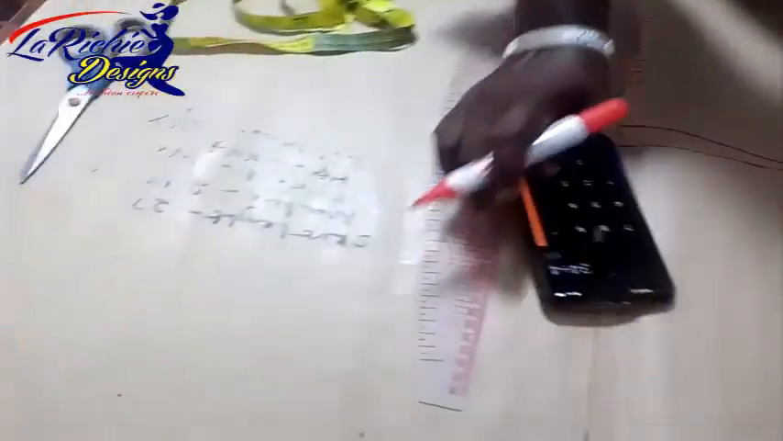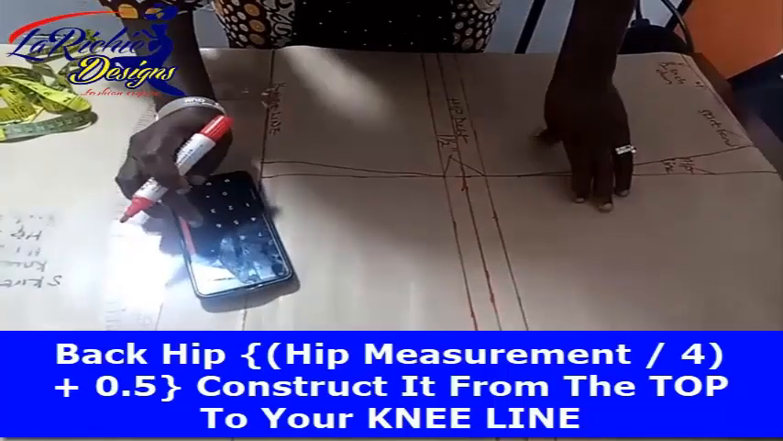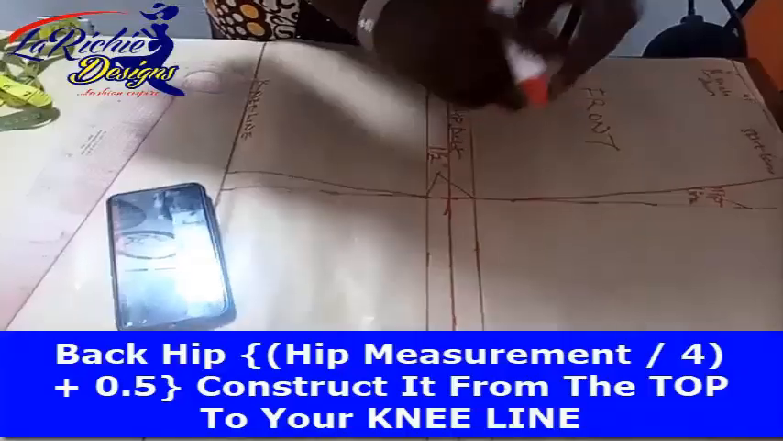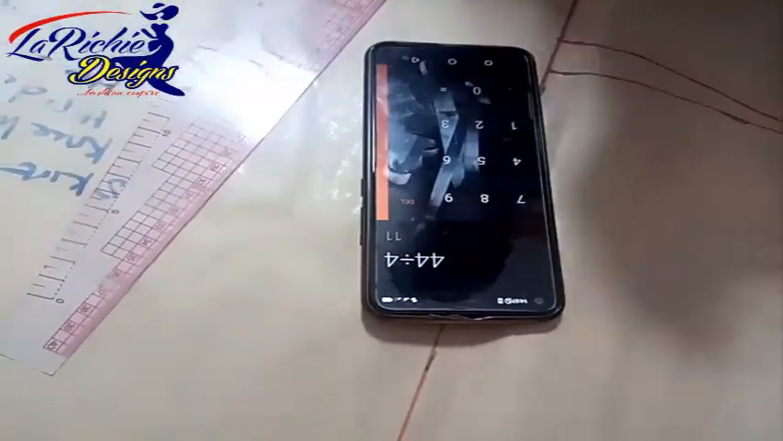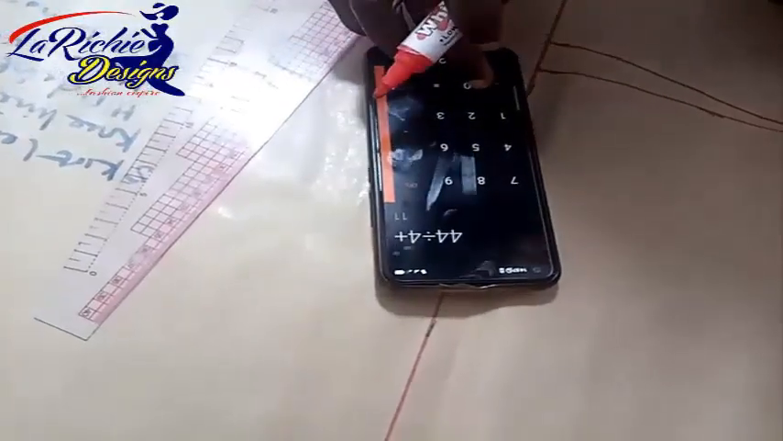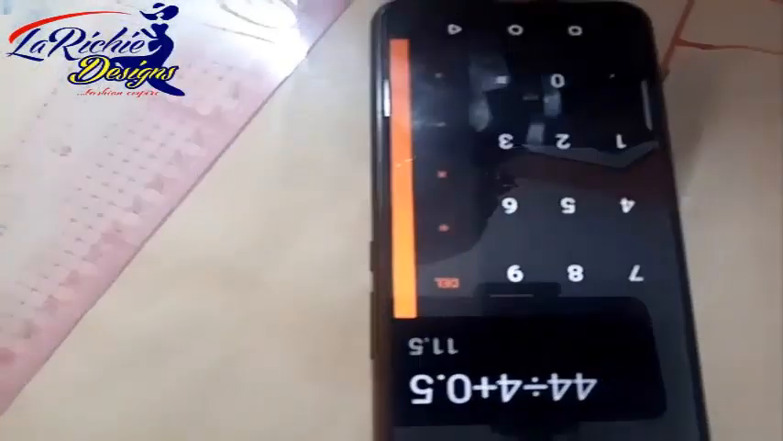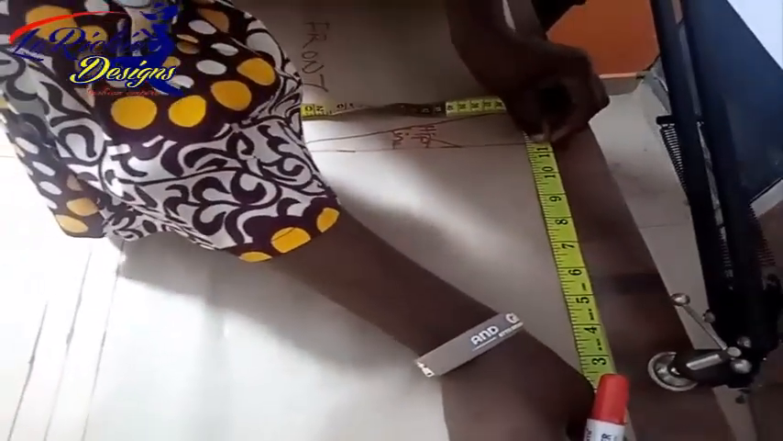For the back, we also divide our hip into 4, which is 44 divided by 4. The 0.5 we subtracted from the front, we add it back to the back. So it will be hip divided by 4 plus 0.5. I have 11.5 there. So I'm going to take 11.5 measurements, starting from the top of my pattern paper.